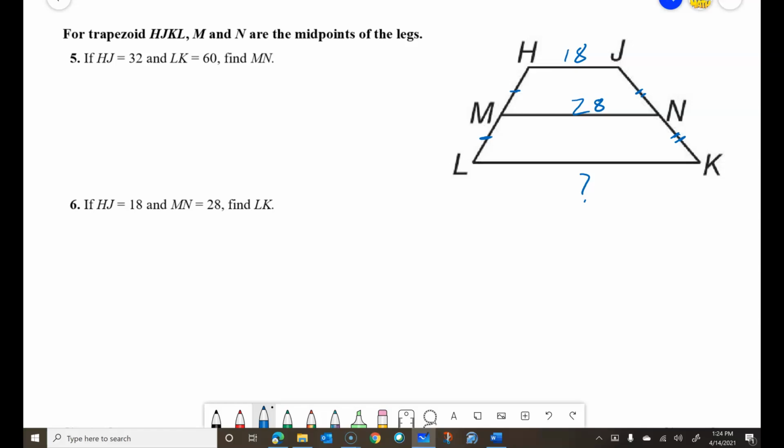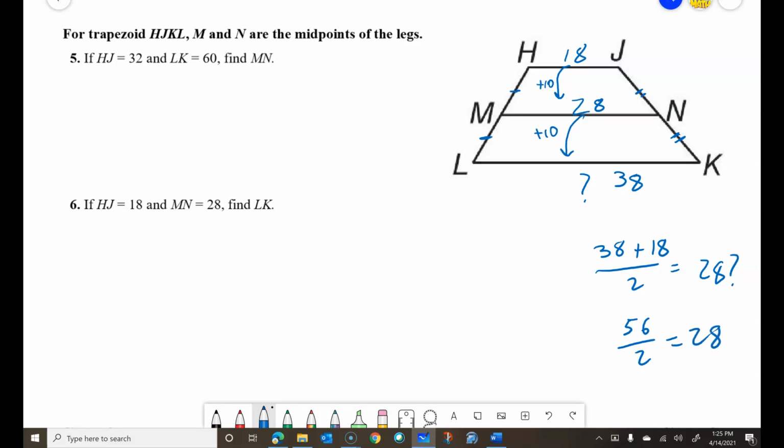So we could formulate an algebra equation here, or we could just use common sense, right? How do I get from 18 to 28? I added 10. So what I want to do to get to the length of this segment is add another 10, and it ought to be 38. And then we can check our work and see if this is correct. If I take 38 plus 18 and divide by 2, do I get 28? That's what I should get when I add those two together. So when I add these two together, I get 56 divided by 2, and that is indeed 28. So the missing side that they're looking for here, LK, would be 38 in this situation. It has to be halfway in between the smaller base and then the larger base.